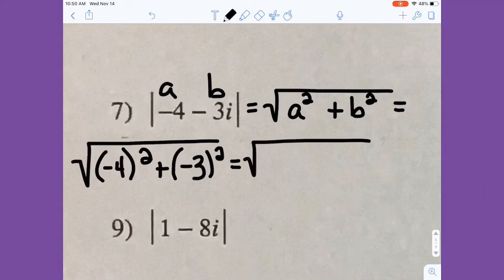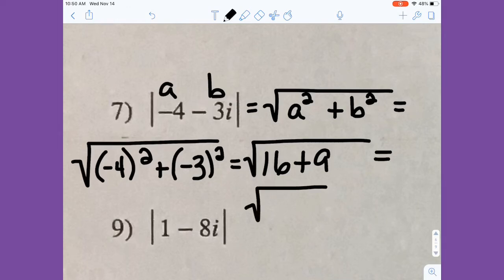Let's simplify. -4 times itself, negative times a negative, that will give me positive 16. -3 times -3, that will give me positive 9. And when you continue to simplify, 16 plus 9 is 25. And guess what? We can take the square root of 25. It is 5.